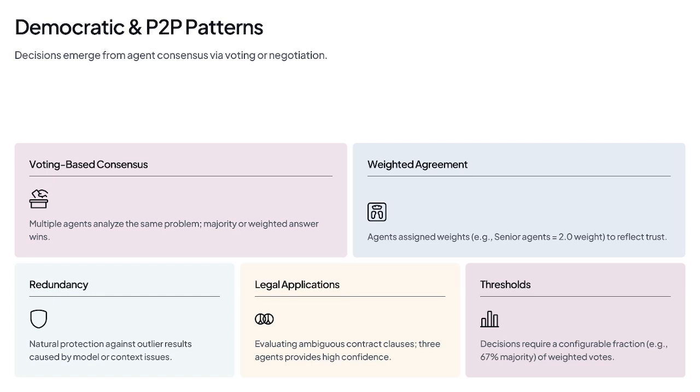All right, guys. So agents make decisions by voting in democratic and peer-to-peer patterns, through consensus and deliberation. No single agent has final authority. Every agent has equal authority.